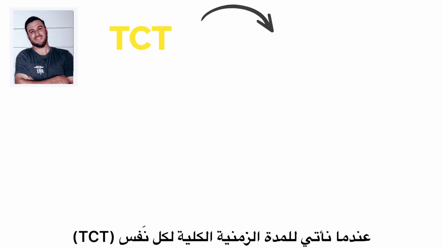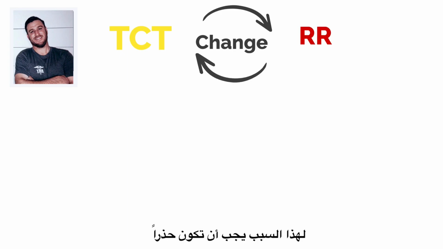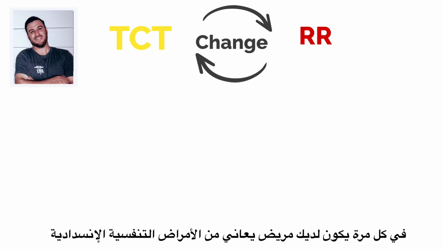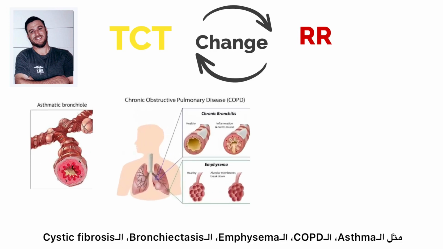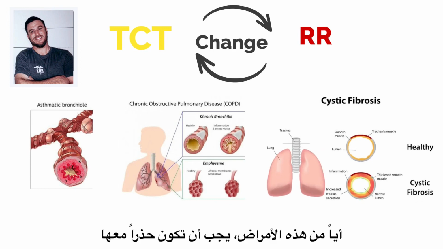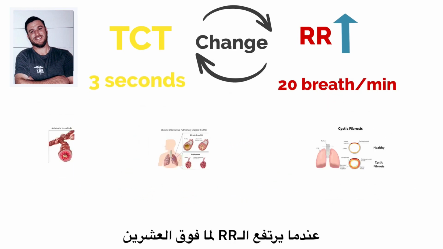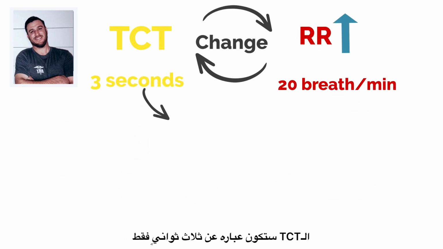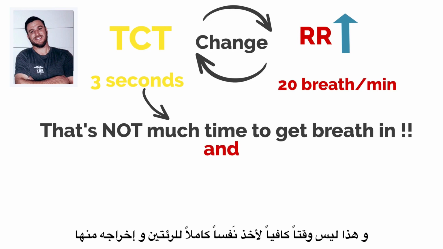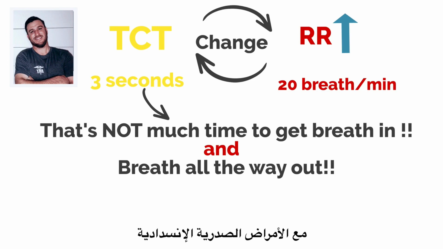When it comes to total cycle time, again, changing your rate will change your total cycle time. This is why you always want to be careful anytime you have an obstructive lung disease patient, such as asthma, COPD, emphysema, bronchiectasis, cystic fibrosis, any of those patients. When you start getting into rates up in the 20s, your total cycle time is now 3 seconds. And that is not very much time to get a breath in and a breath all the way out with our obstructive lung disease patients. So you want to be mindful of that as you take care of those patients.